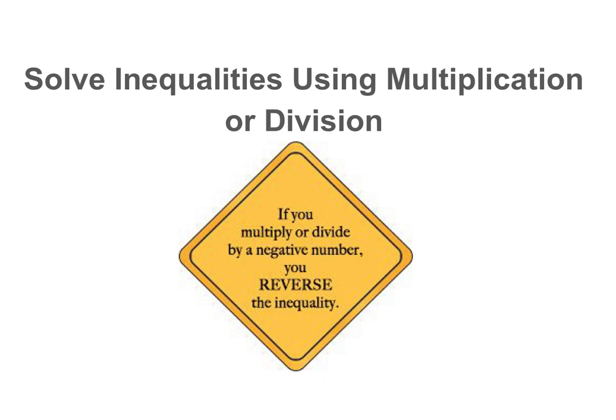This is for Chapter 4, Lesson 6, Solve Inequalities Using Multiplication or Division. And this road sign here basically sums up what you need to know for this lesson. If you multiply or divide by a negative number, you reverse the inequality symbol.